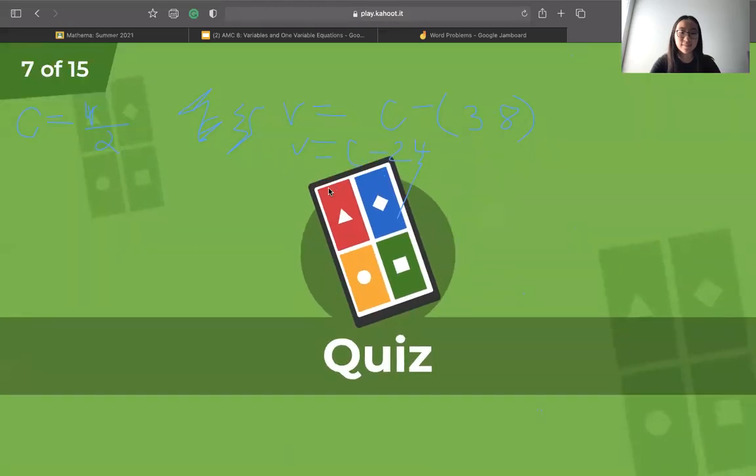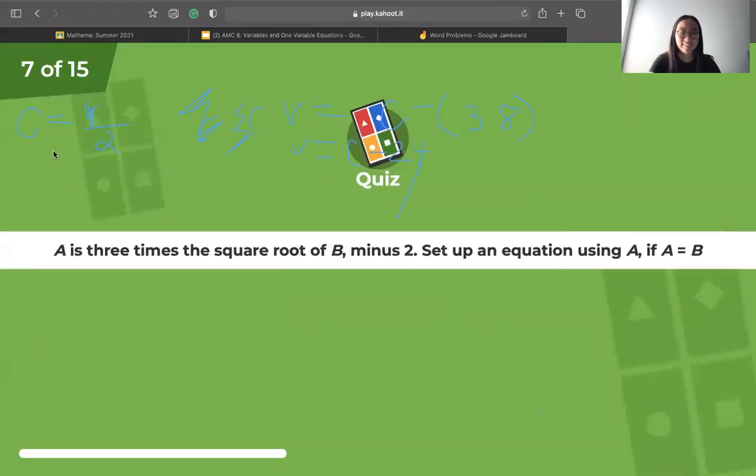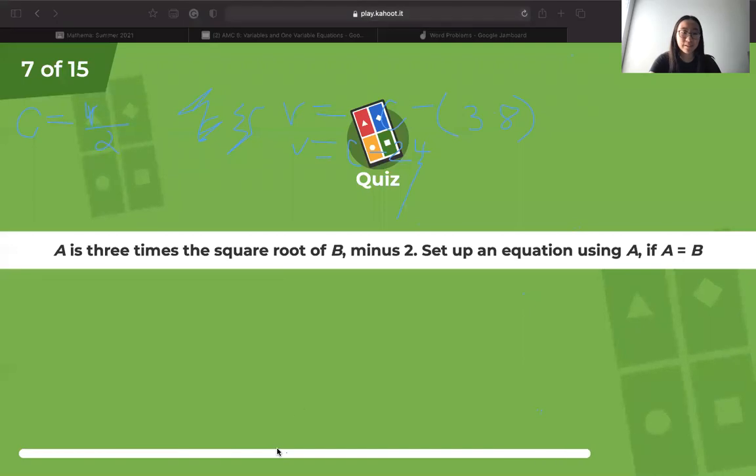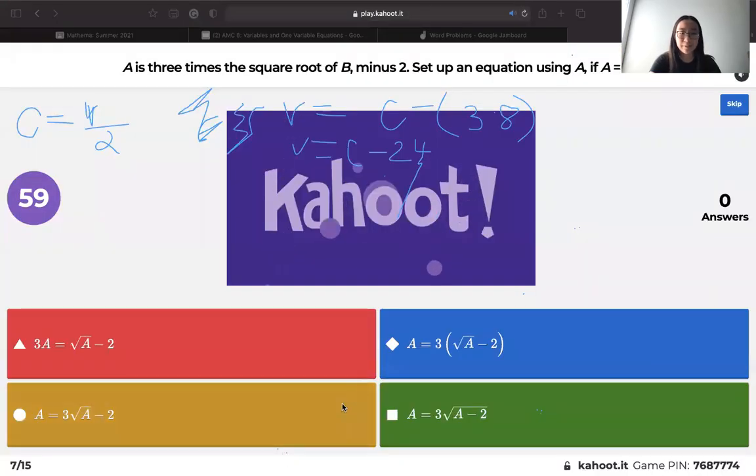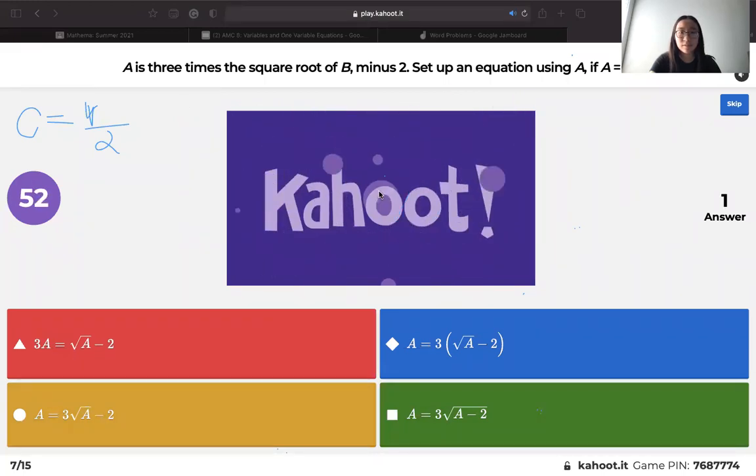So let's skip that one. I mess up your writing when I try to unmute. Oh, okay. So you just need to set up an equation instead of solving it.